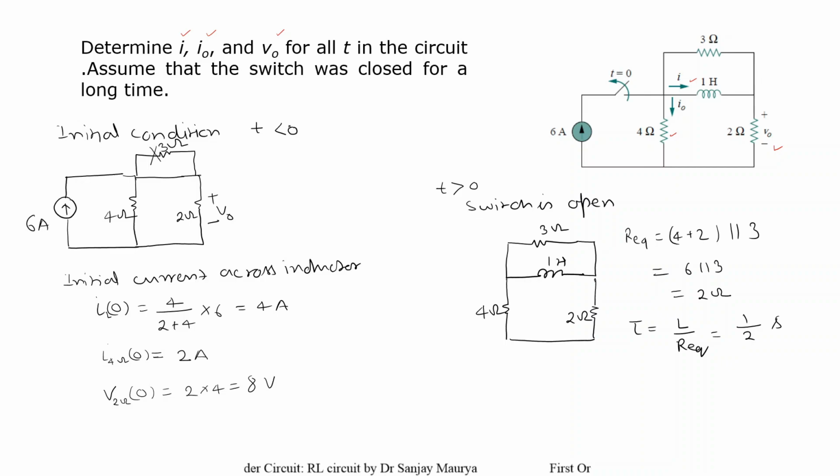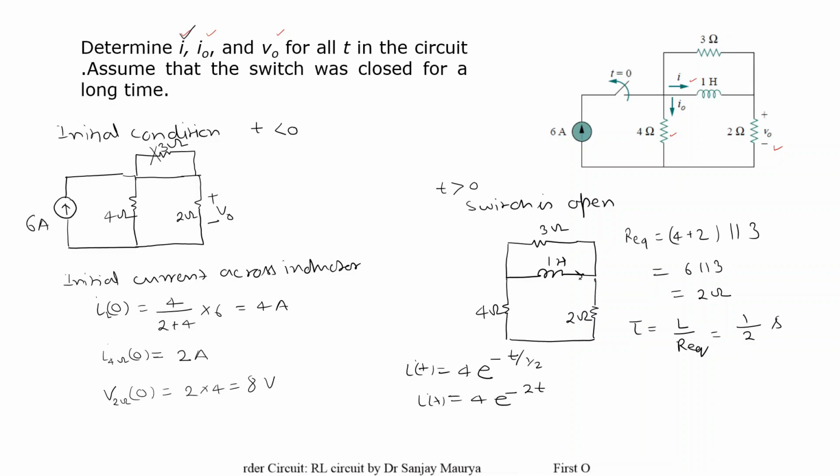So I can write it down. This current equation I(t) will be I naught, and I naught is 4 ampere. 4 into e to the power minus t by tau, where tau is 1 by 2. So I can write it down further: 4 e to the power minus 2t. So this will be the current across the inductor, the first part we have.